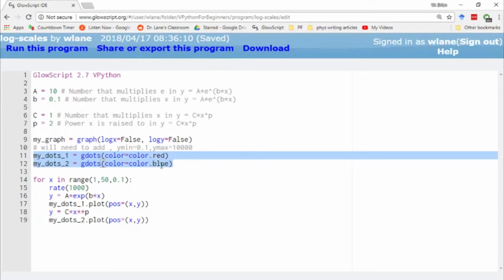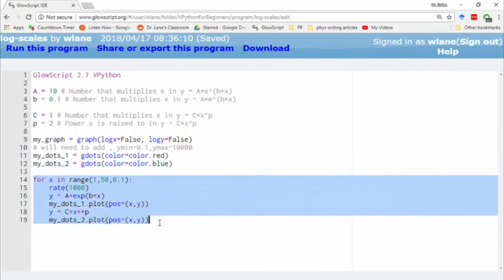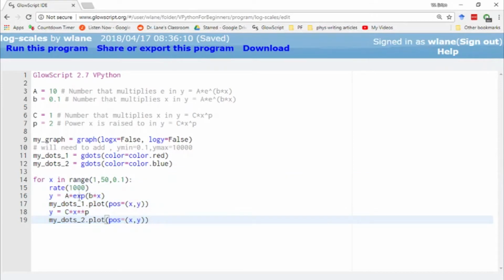And I'm not going to worry about which one is red and which one is blue right now, because we're going to use the log-log scales to figure out which one is which. And here we're creating our data to be able to graph. So this is just a simple for loop. So we're looping over values of x between 1 and 50 in steps of 0.1. So we'll have lots of data points to look at.